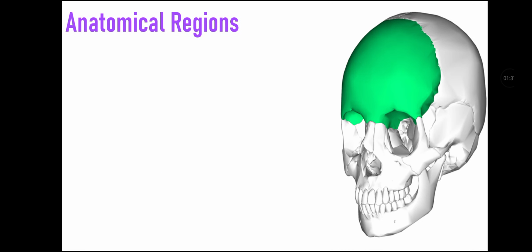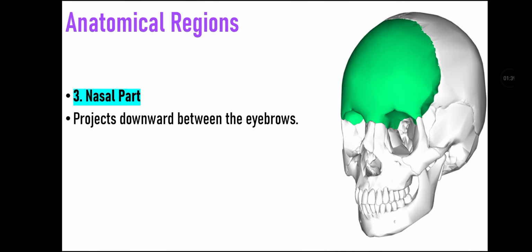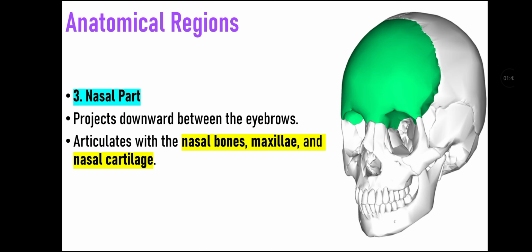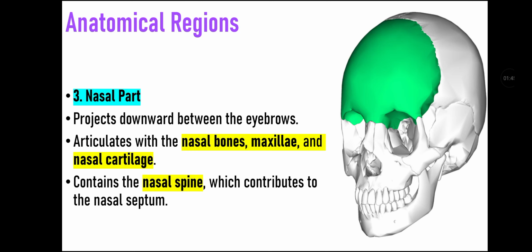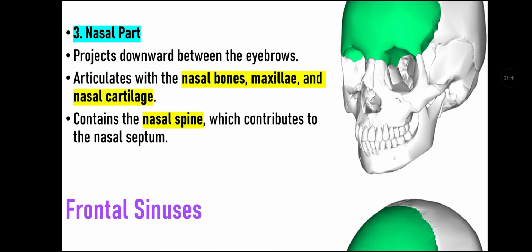Next anatomical region of frontal bone is nasal part that projects downward between the eyebrows. It articulates with the nasal bone, maxilla, and nasal cartilage. It contains a nasal spine which contributes to the nasal septum.